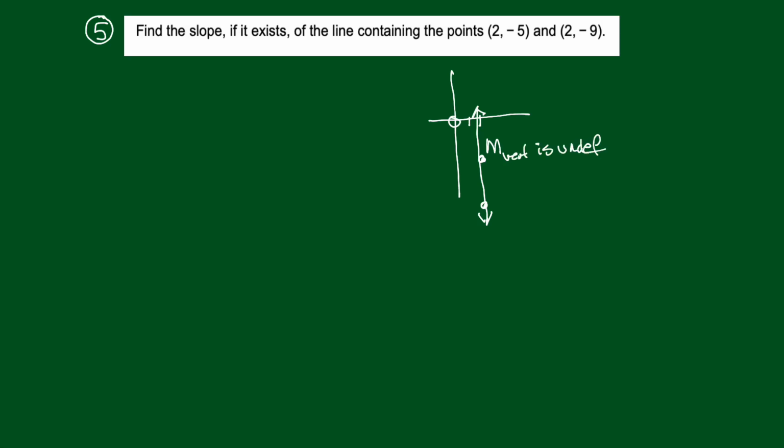Let's compute and make sure that it works. All right, so the slope formula is second y minus first y over second x minus first x. Now, let's identify here.